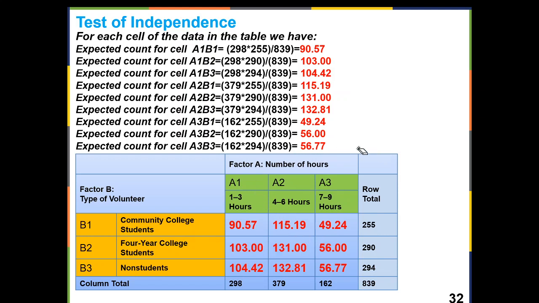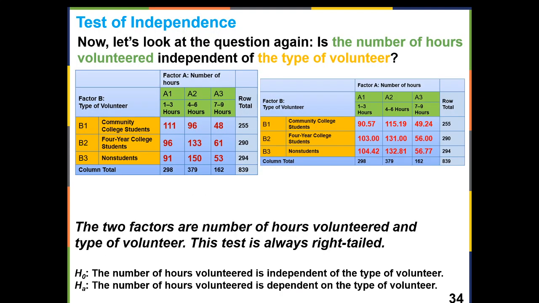So if we assume that these two variables are independent, we should have gotten what? These numbers in these cells. But of course, those are not the numbers that we have when we observed, right? What do we have? Well, let's compare them. What we have is actually these numbers, right? We got these expected, and these are what? These are observed.